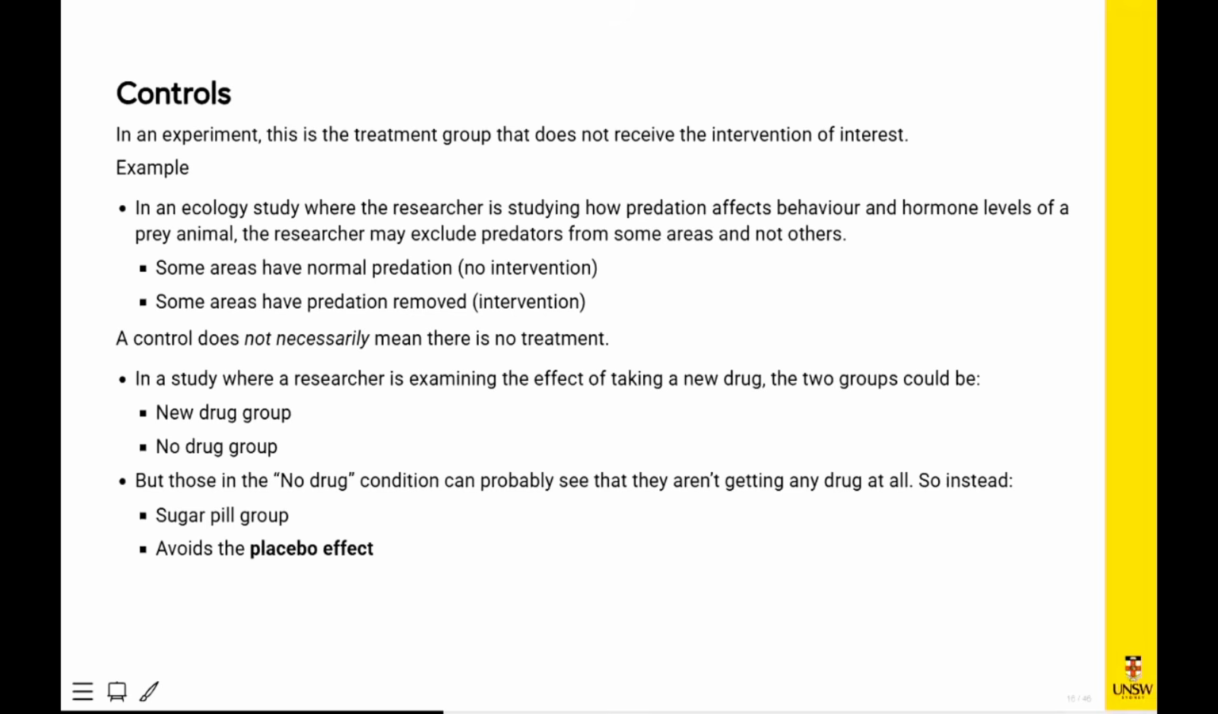So, a study in which a researcher is examining the effect of a new drug is not necessarily a new drug group versus no drug group. It could be new drug group versus conventional drug, or even if the control group really isn't getting anything and they're looking at maybe adverse effects of a new drug, the other group could get a sugar pill so that they're getting something, but it's not anything that is metabolically or biologically active.